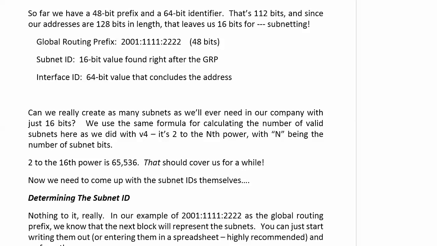because we're assuming a global routing prefix of 2001.1111.2222. We know we've got an interface ID. It's a 64-bit value that concludes the address, and that leaves a 16-bit subnet field or subnet ID right in the middle, found right after the GRP.